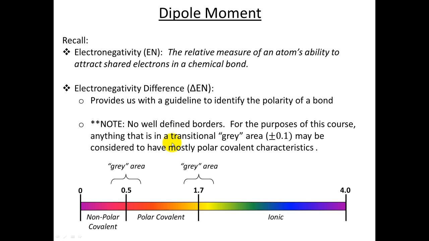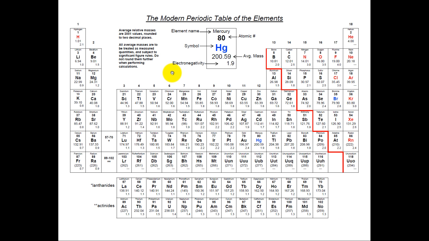So let's start with a quick review of electronegativity, EN, which is the relative measure of an atom's ability to attract shared electrons in a chemical bond. If you recall, an atom's or an element's EN value can be found in the periodic table. It ranges from 0 to 4, 4 being the highest attraction for electrons, and, well, there's no 0 here, but 0.7, for instance, very low on the scale, shows a very low attraction for electrons in a chemical bond.